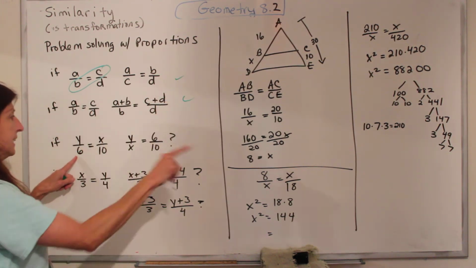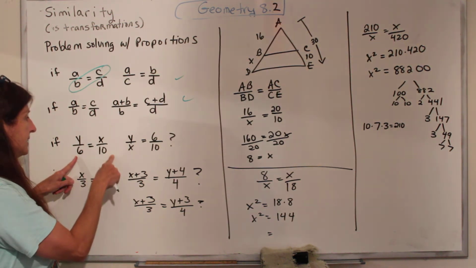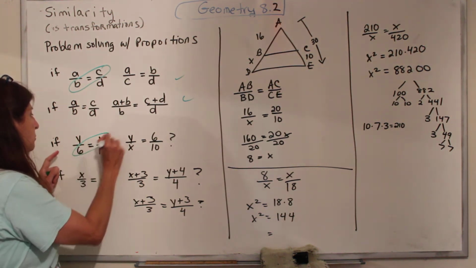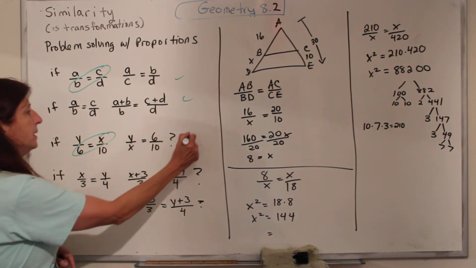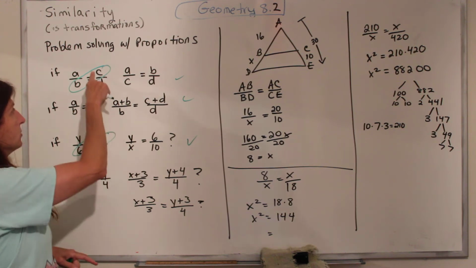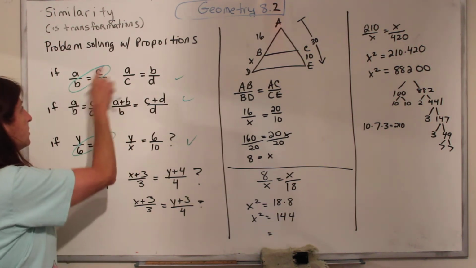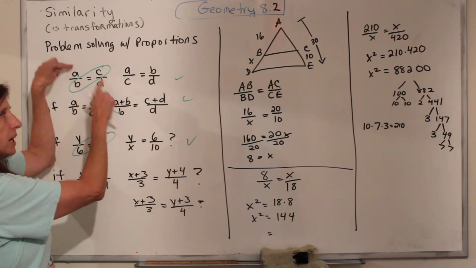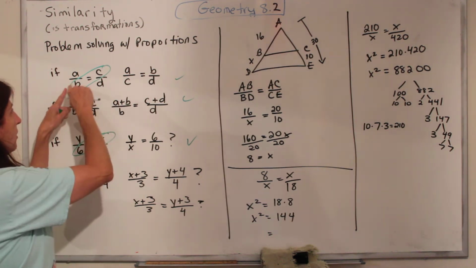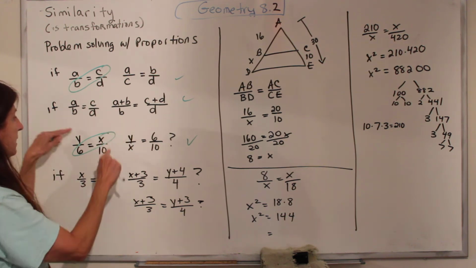Okay, so let's see, is this allowed? We have y is to 6 as x is to 10. Did we switch those? Yes, we did. So it's allowed what we did. All we did was use this rule and switch them. You're allowed to switch the mean. You're not allowed to switch the extreme. You switch the mean, not the extreme.